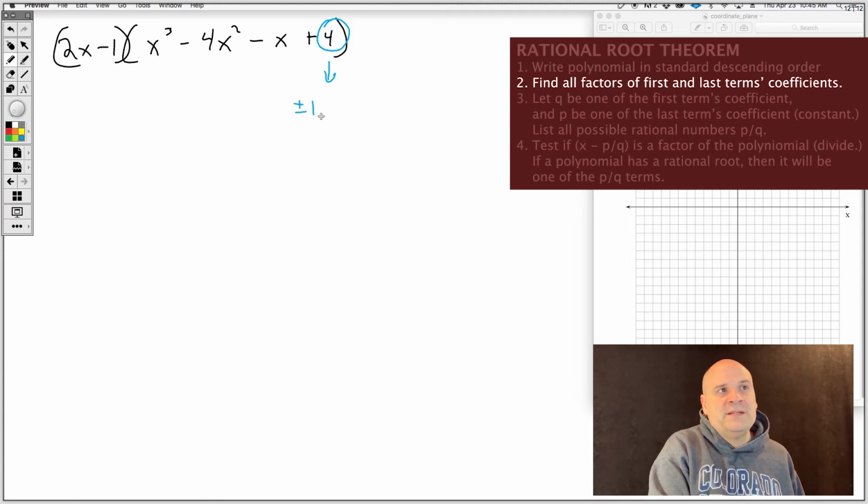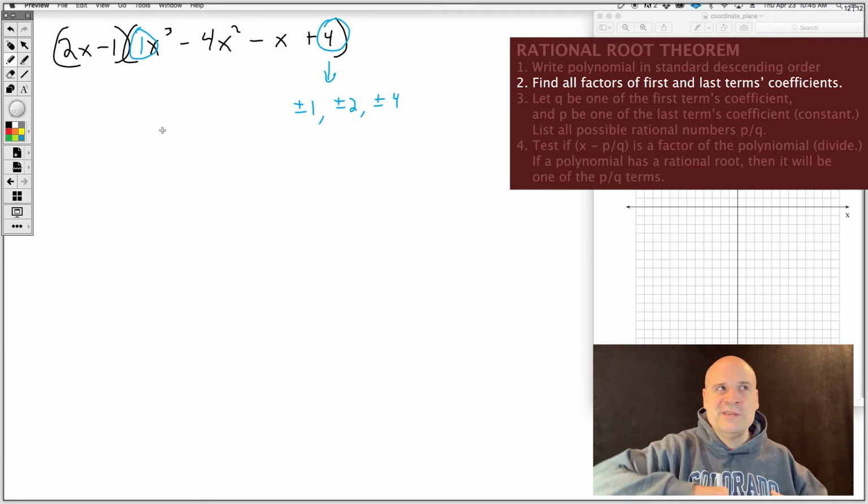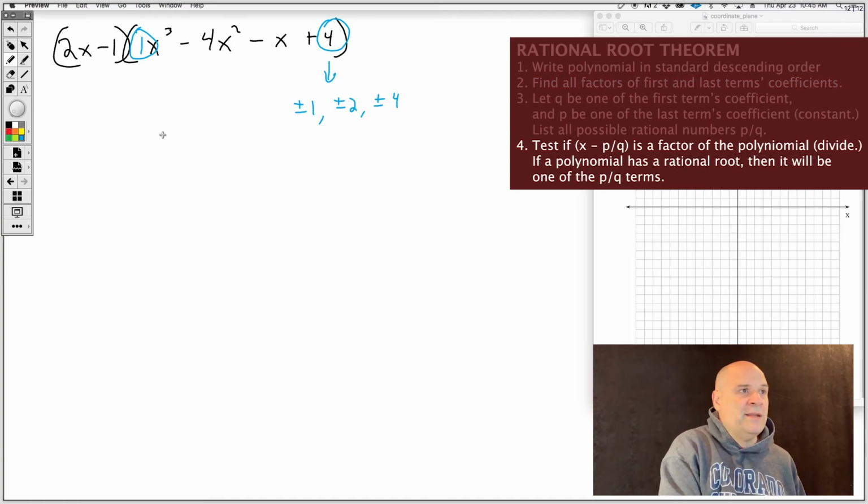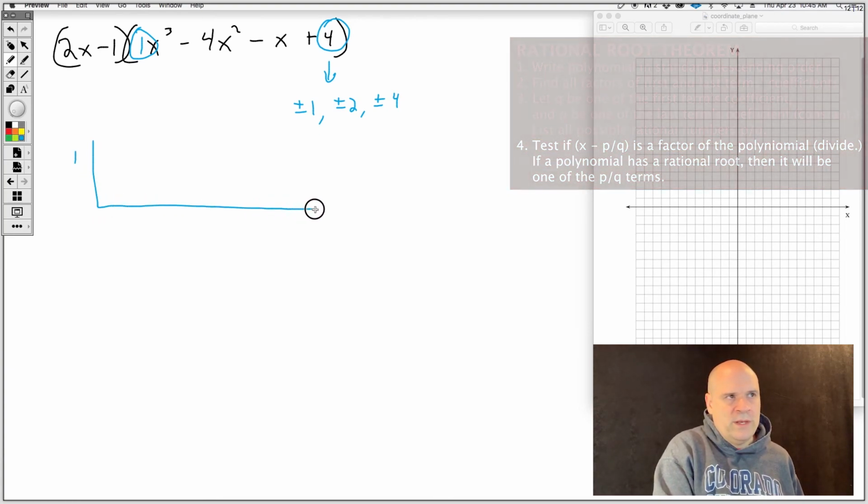Positive or negative 1, positive or negative 2, and positive or negative 4. All right, and remember this was just 1, so we don't really need to include that, and we don't even need to consider P over Q because Q is just 1. So these are our roots. So let's try one. Literally, we're gonna try the number 1.